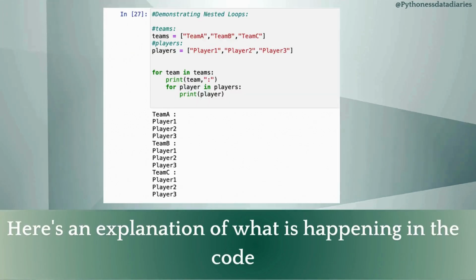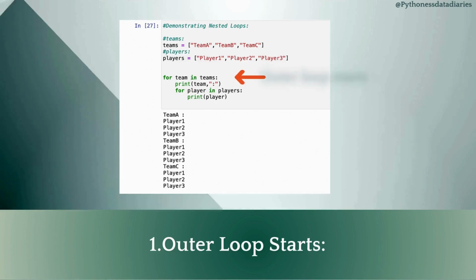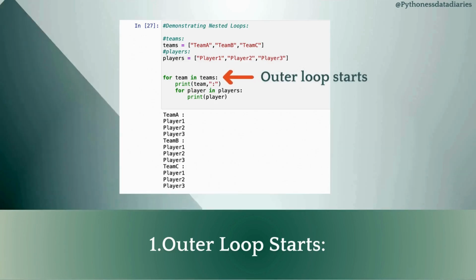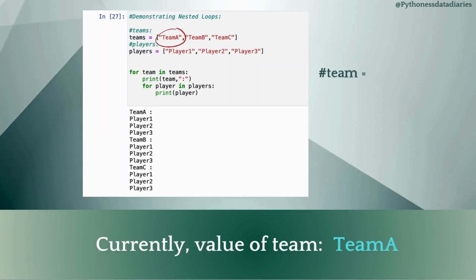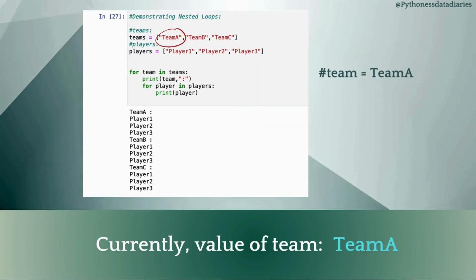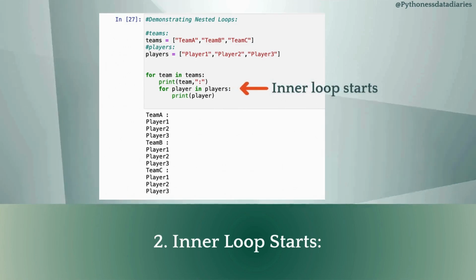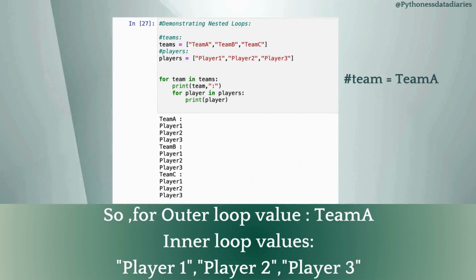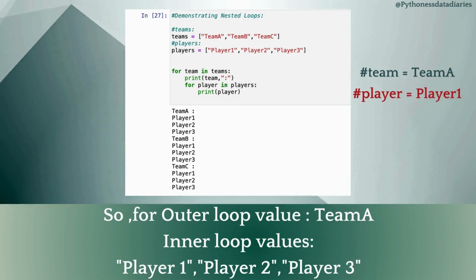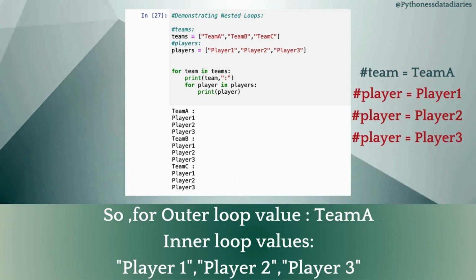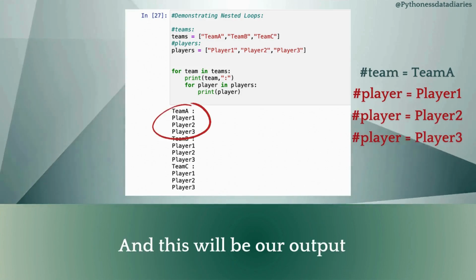Here's an explanation of what is happening in the code. First, outer loop starts. Currently, value of team is Team A. Second, inner loop starts. So, for outer loop value Team A, inner loop values are Player 1, Player 2 and Player 3. And this will be our output.